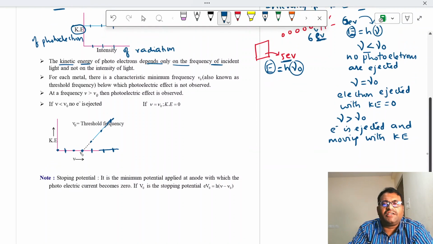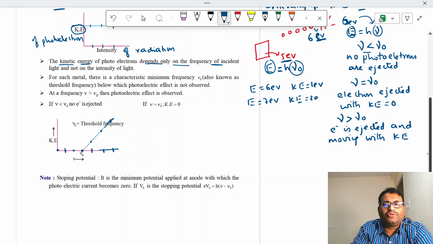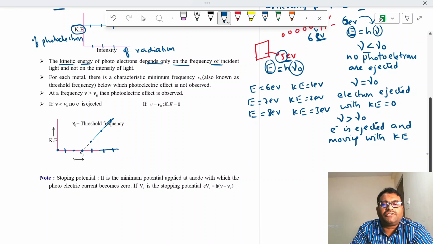See, if E is equal to 6 electron volt, kinetic energy is equal to 1 electron volt. If E is equal to 7 electron volts, kinetic energy is equal to 2 electron volt. If E is equal to 8 electron volt, kinetic energy of the photoelectron is 3 electron volt. Hope you understood, because threshold energy or work function is the same, 5 electron volt. Are you getting this?